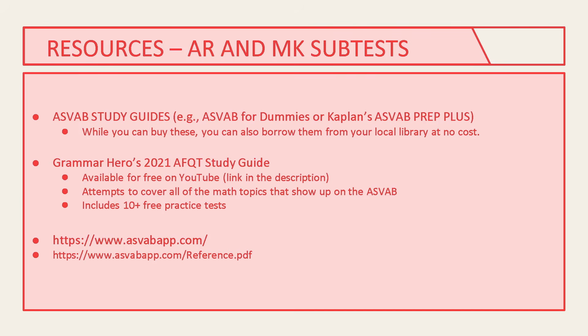All right, so let's talk about some resources that you can use to pass the ASVAB. And the first set of resources I'm going to talk about pertain mostly to the arithmetic reasoning and math knowledge subtest. The very first thing I want to mention is ASVAB study guides. Of course, I recommend that you get one. And for example, I recommend that you can get a copy of ASVAB For Dummies or Kaplan's ASVAB Prep Plus. While you can buy these, you could also go to your local library and check them out for free. So just keep that in mind.